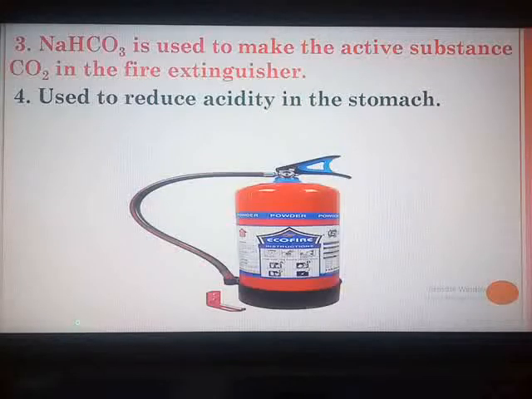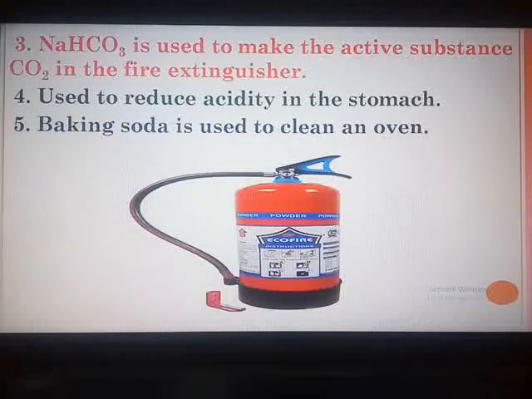So here you come to know that sodium bicarbonate is used to make this active substance carbon dioxide in fire extinguishers. Just now I have told you that it is basic in nature and hence it is used to reduce the acidity in the stomach. When you have the acidity problem, it is due to the increase in HCl, that is the hydrochloric acid in your body, and to reduce the effect of this acidity, you have to neutralize it by mixing it with a base. This baking soda is basic in nature, hence it is used to treat acidity problems. And the last use is that it is used to clean an oven. This was our second salt which we have studied in detail.